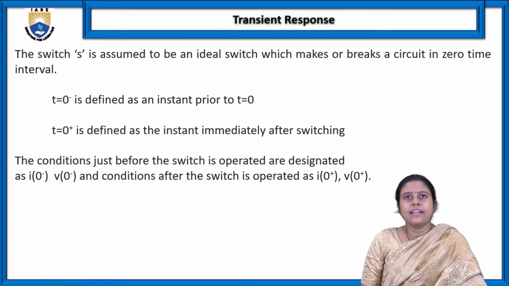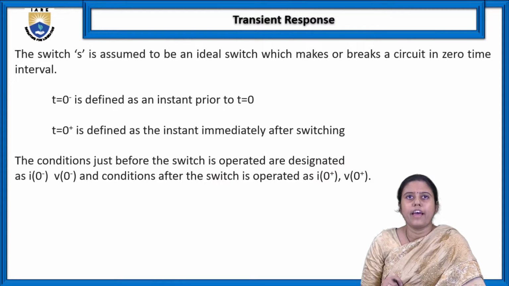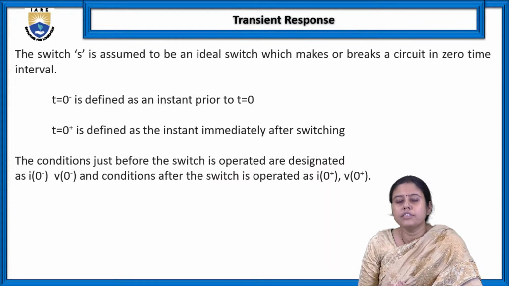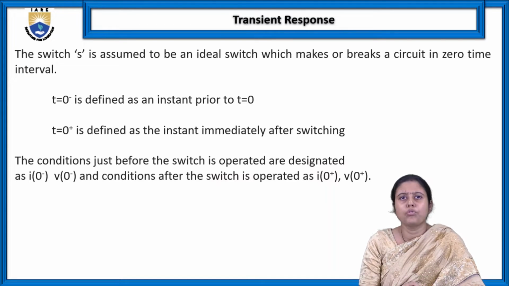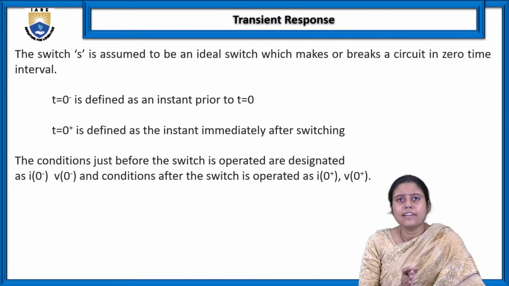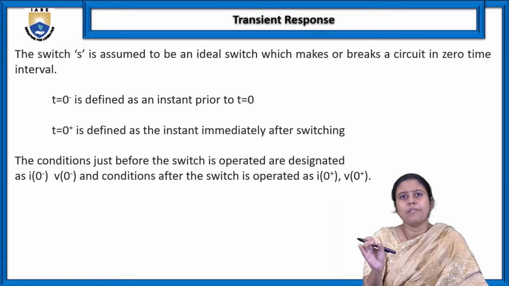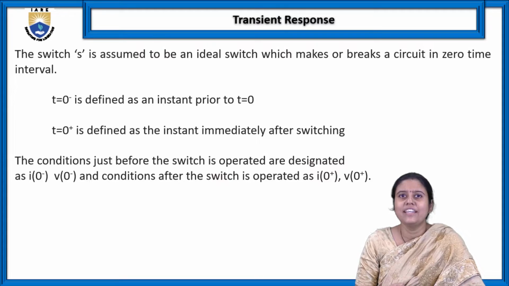The switch S is assumed to be an ideal switch which makes or breaks the circuit in zero time interval. So what is a switch? Here it is an ideal switch. We are thinking there is no drop, no energy storing in the switch. It is an ideal switch which can make or break the circuit at exactly time t is equal to 0. And just at the time of switching, it will make or break the circuit, no delay.